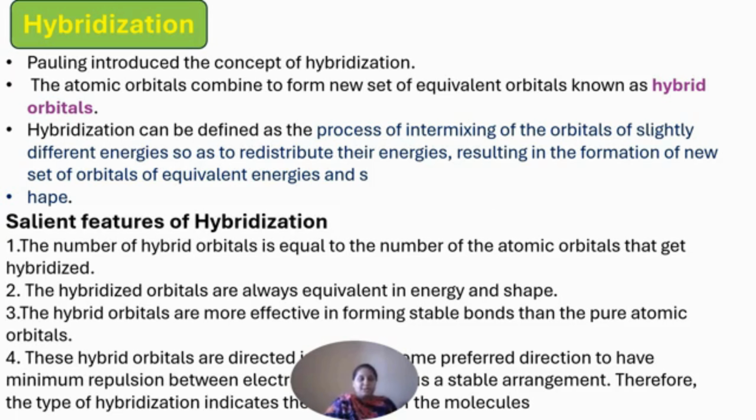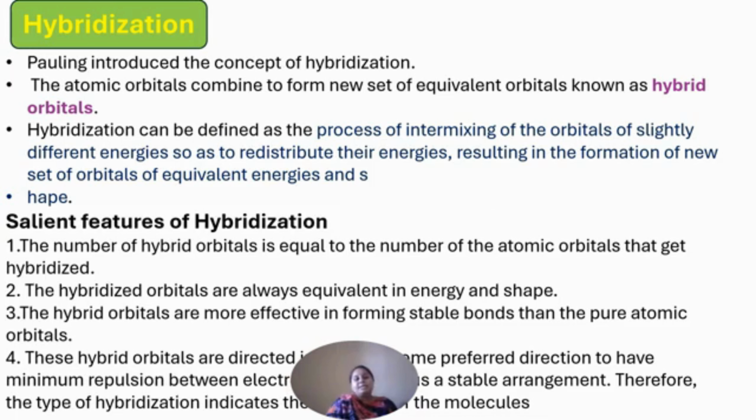So the next concept is hybridization. This concept was introduced by Pauling. Here atomic orbitals combine to form a new set of equivalent orbitals, which are known as hybrid orbitals. Hybridization is defined as the process of intermixing of orbitals of slightly different energies. As a result, it helps in the formation of a new set of orbitals of equivalent energies and shape.